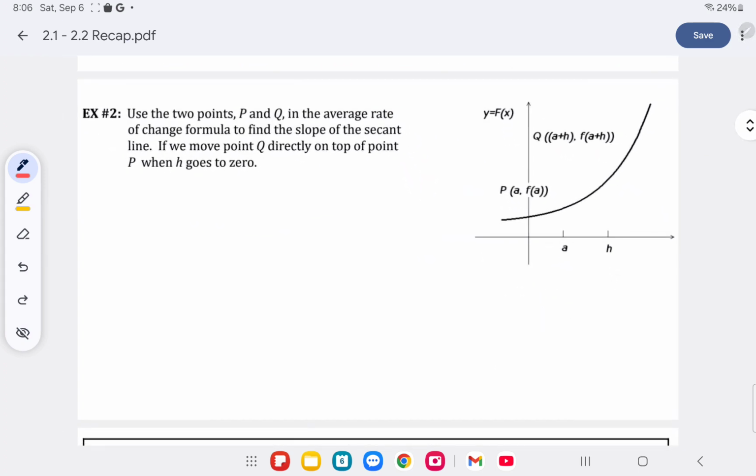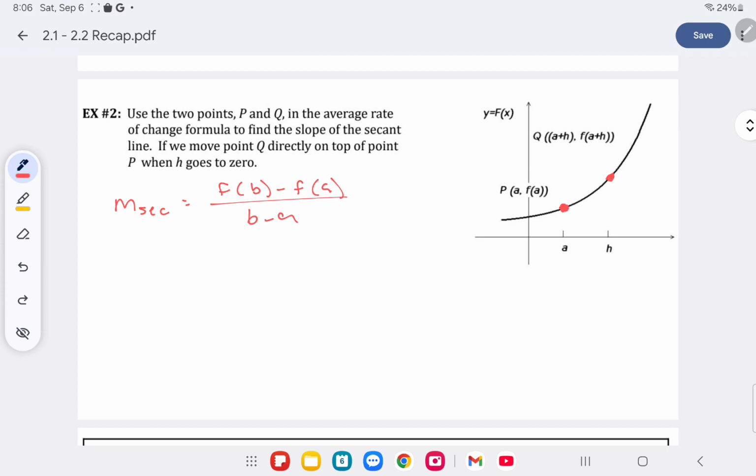So how do we use our slope formula, our average rate of change formula, which is f of b minus f of a over b minus a, to help us find the slope of a tangent line, so the slope at one particular point? To do that, we are going to have point A, that's the point that we want to find the slope of the tangent line on.